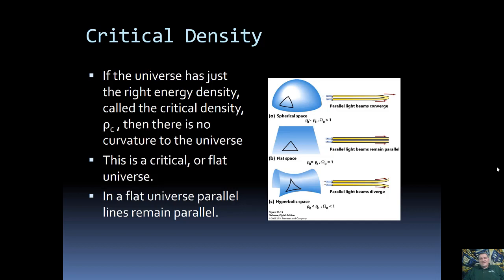And there's one last possibility. If the energy density of the universe is exactly right, what we refer to as the critical density, then the universe will actually be flat. Lines that begin as parallel will remain parallel forever. What's interesting about flat space is that if we live in a flat universe, then we actually know the amount of stuff in the universe. It has to be the critical density.